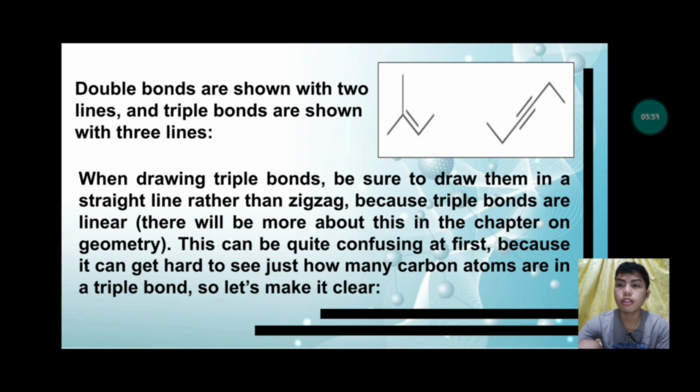This can be quite confusing at first because it can get hard to see just how many carbon atoms are in a triple bond. So let's make it clear. Remember that triple bonds, be sure to draw them in a straight line rather than zigzag, because triple bonds are linear. As you can see in the picture, that is not drawn in a zigzag line.